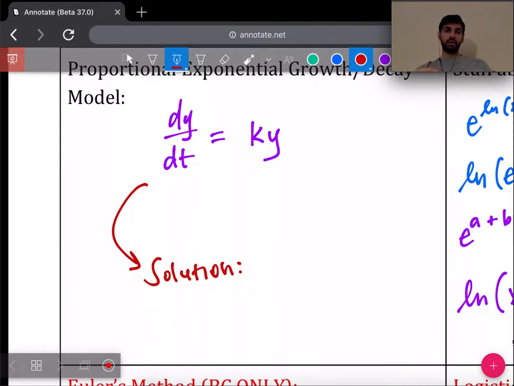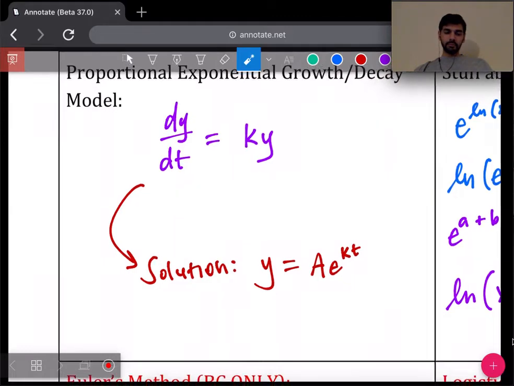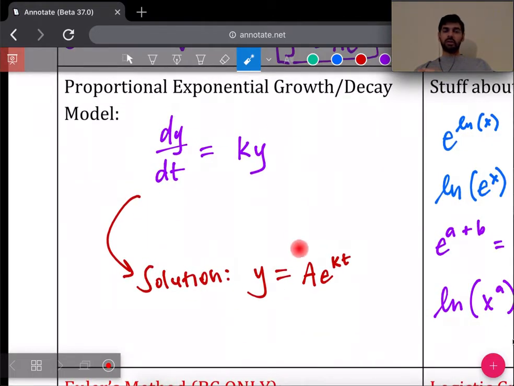Its solution is always going to be y equals some constant a times e to the kt. All you're left to do is figure out what that constant a is. You'll know what k is because it'll be given in the problem, and t is just the other variable. So you'll be able to solve for a using a coordinate. That's all that's going to be in this box right here.